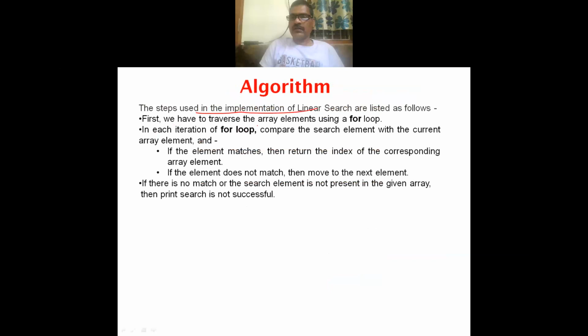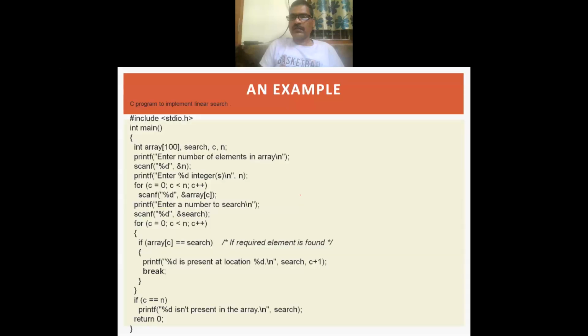So first we have to traverse the array elements using a for loop. In each iteration of the for loop, compare the search element with the current array element. If the element matches, then return the index of the corresponding array element. If the element does not match, then move to the next element. So if there is no match or the search element is not present in the given array, then print "search is not successful". So this is what we are calling the algorithmic steps.